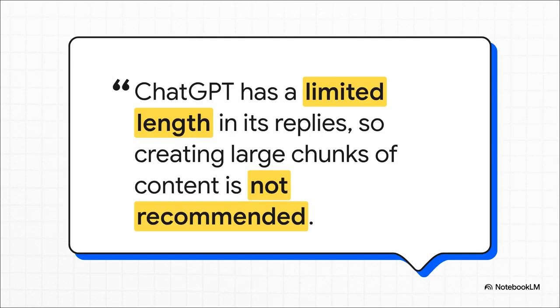Now, here's a huge pro tip. Don't try to ask for your entire course in one giant prompt. It just doesn't work well. The AI has limits on how much it can write at once. You'll get much better, much more consistent results by breaking it down. Ask for one module at a time or even just one section. Small, focused requests are the way to go.